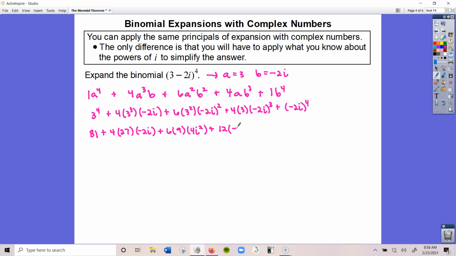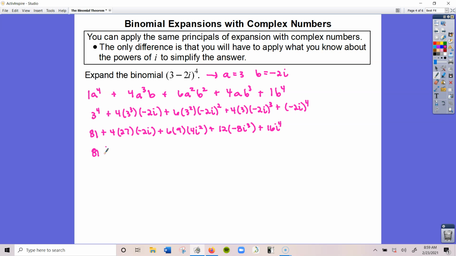Negative 2 raised to the third is negative 8, and then i to the third, plus negative 2i raised to the fourth. Negative 2 to the fourth is positive 16, i to the fourth. Now we do need to remember our powers of i here in order to simplify this as much as possible, since our answer for a binomial expansion with a complex number is just going to be another complex number. Whenever you have i's, you should never have an exponent with i, since it all represents either a real number or an imaginary number. So let's see how we can simplify this.